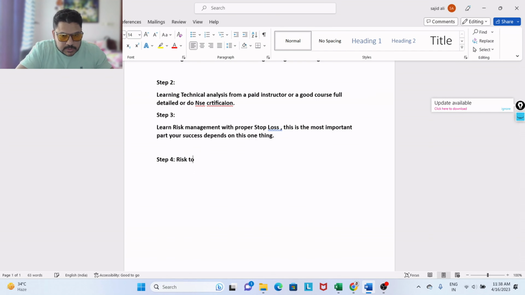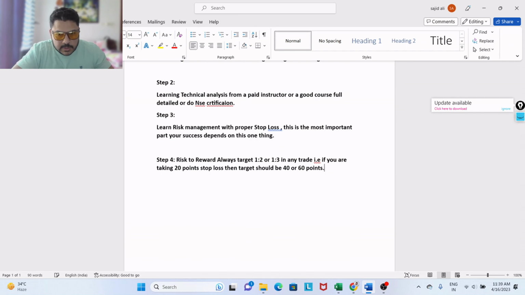So then comes our topic, risk to reward. Okay, always target 1:2 or 1:3 in any trade. That means if you are taking 20-point stop loss, then target should be 40 or 60 points. Okay, this has to be fixed.